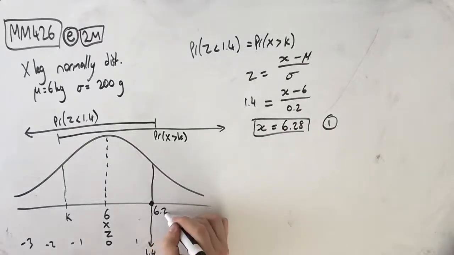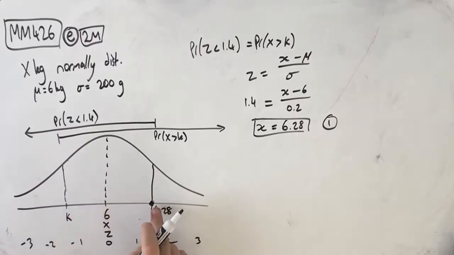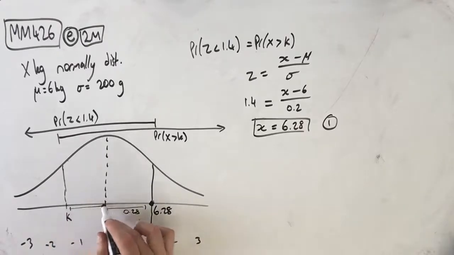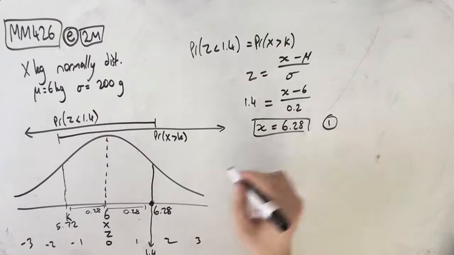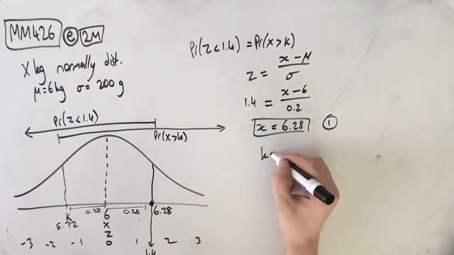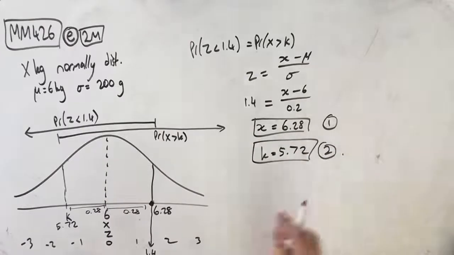So we know that here, this is 6.28. Now, if these are symmetrical about the mean, which they are, that means that this 6.28 must be the same distance away from 6 as is K, okay? So from here to here is 0.28, which means from here to here is 0.28. So K has to equal 5.72. Cool. Which means that our K value is 5.72. And that's our second and final mark.